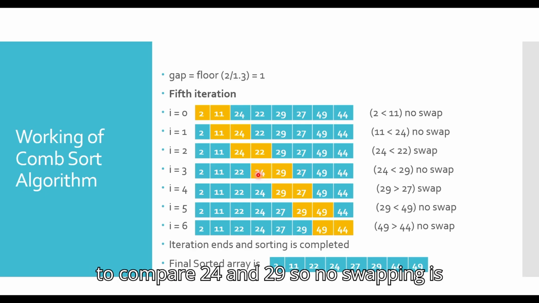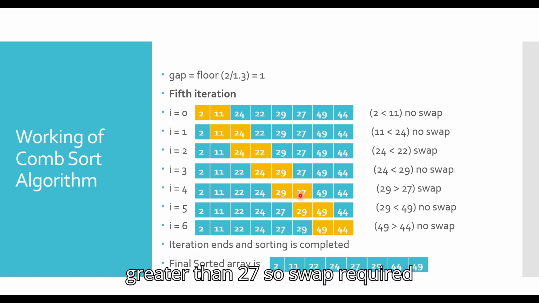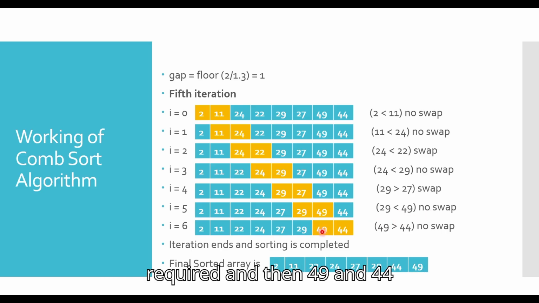So again we are going to compare 24 and 29, no swapping is required. And then 29 and 27, so 29 is greater than 27, swap required, elements 27 and 29. And compare 29 and 49, no swapping is required. And then 49 and 44, swapping is required. So after swapping, this is the final sorted array.